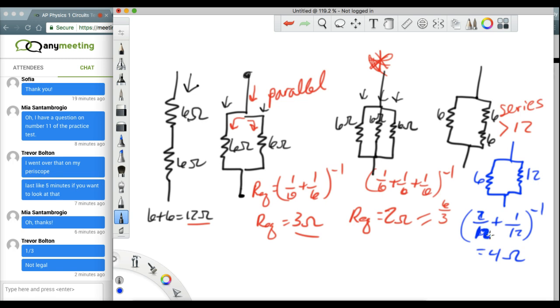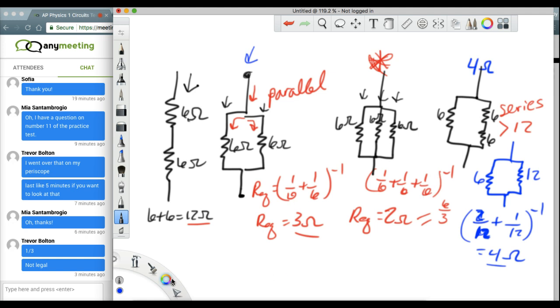I was just getting a common denominator there. If I multiply the 6 times 2 to get 12, I had to multiply the 1 times 2 to get 2/12. 2 plus 1 is 3. The common denominator stays the same. 3/12. Invert that, it would be 12/3. That comes out to be 4. So the equivalent resistance of this guy is 4 ohms, a little bit more than that one there, because I have a little bit of series in there.